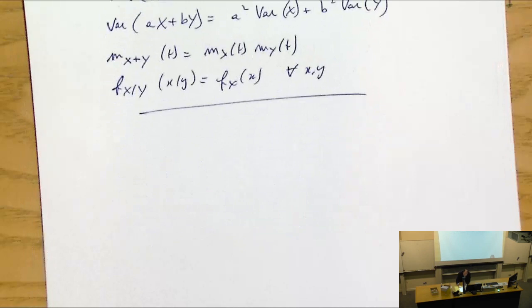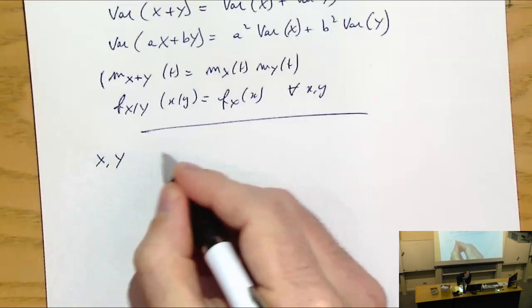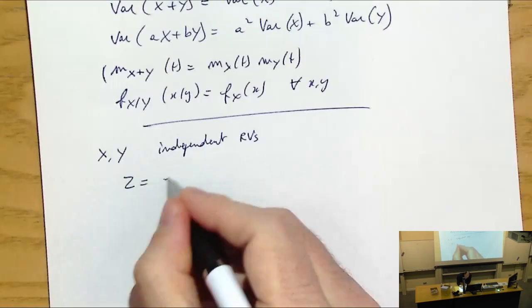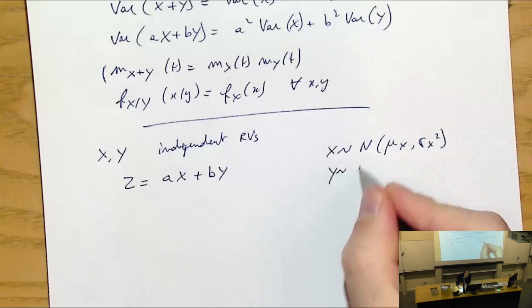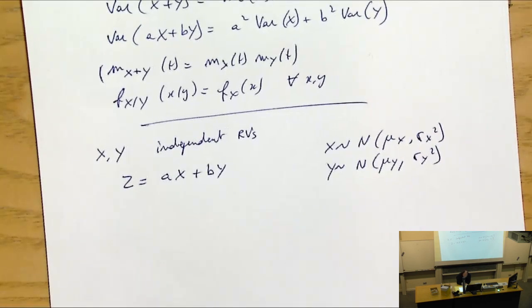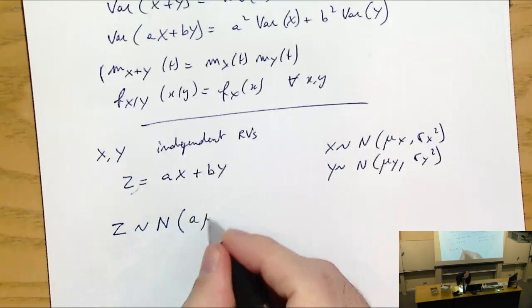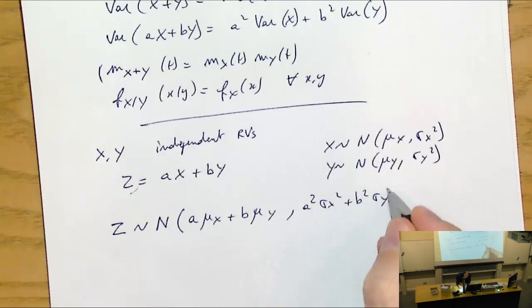One important notion as a consequence of this, especially of using this relationship here: if x and y are two independent random variables, and you're looking at, for instance, z equal to ax plus by, where x is normal with mean mu x and variance sigma x square, and y is also normal, with mu y and sigma y square, then this quantity z is still normal distributed, with a mean that is a mu x plus b mu y, and a variance that is a square sigma x square plus b square sigma y square.